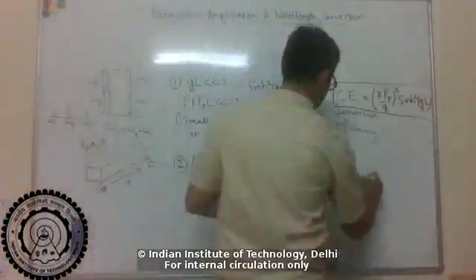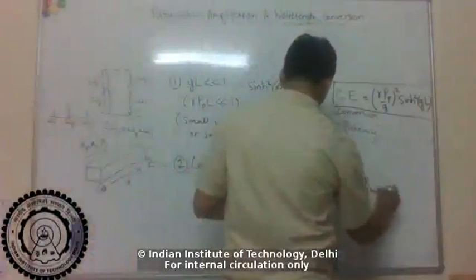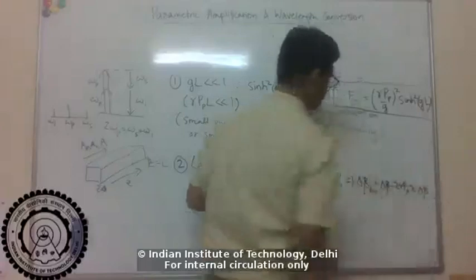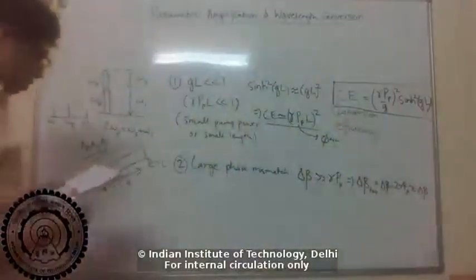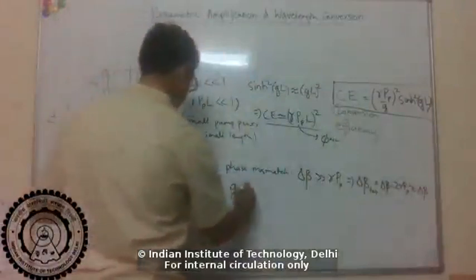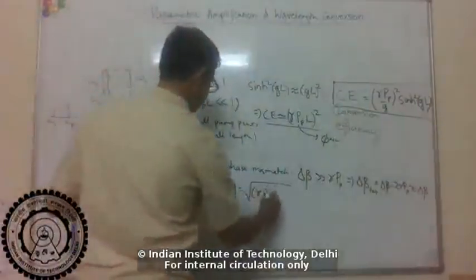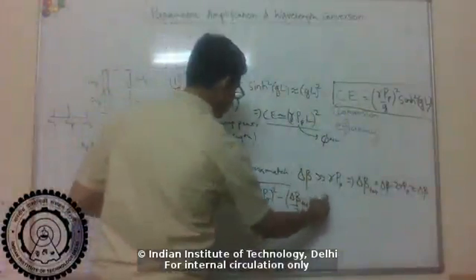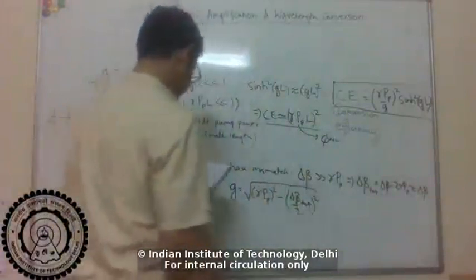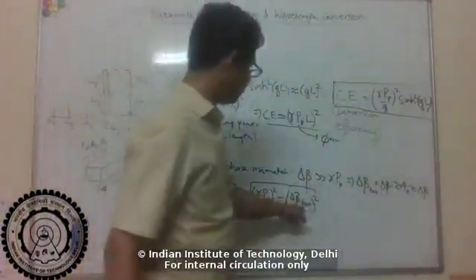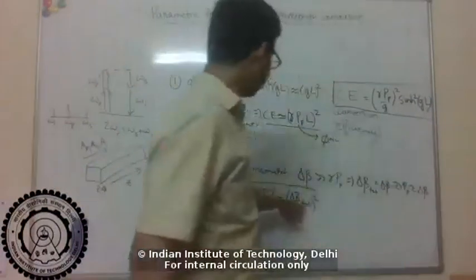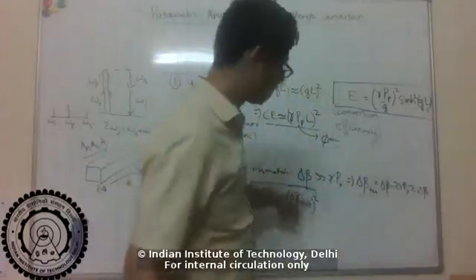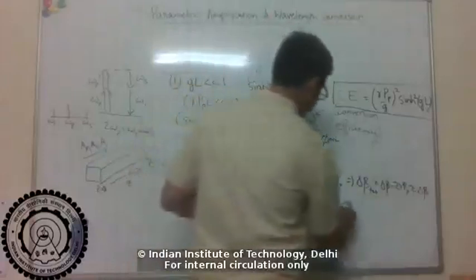So this means that delta beta total, which is delta beta minus 2 gamma p, I can just approximate as delta beta. And so G was the square root of gamma p squared minus delta beta by 2 whole squared. Again, delta beta total I can replace by delta beta, and delta beta I'm saying is much bigger than gamma p. So this just becomes the square root of minus delta beta squared. So now G is imaginary.